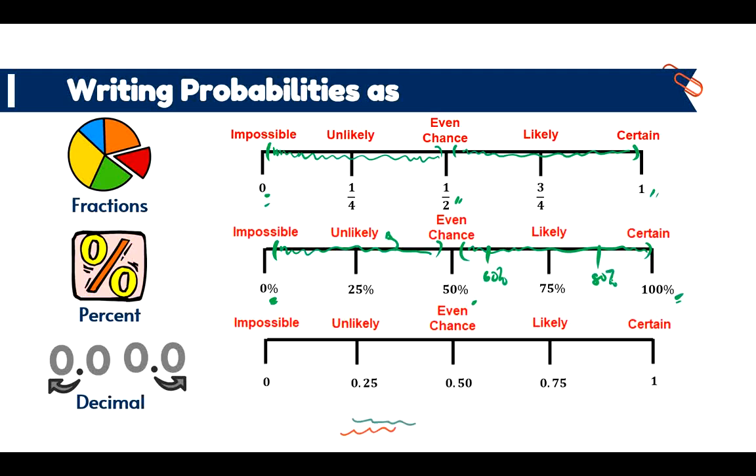80%, considered likely. Okay? Pag decimal naman, impossible is 0, certain is 1, even chance is 0.5 or 0.50. So, lahat ng decimal point na in between 0 and 0.5, lahat yan under ng unlikely. Same din dun sa right side, lahat ng greater than 0.50 but less than 1, lahat ng decimal point dyan, lahat yan under ni likely. Okay?